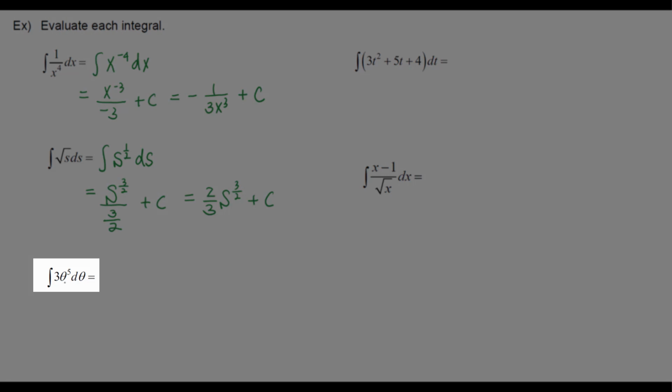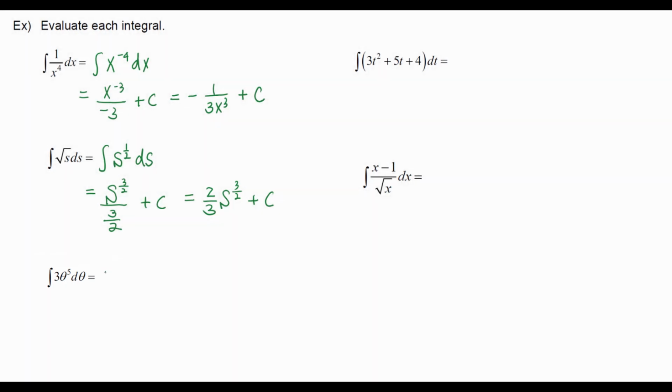Integral of 3 times theta to the 5th power d theta. This is a constant times a function. So I'm going to pull my constant multiple 3 out of my integral. And I have theta to the 5th power d theta, which is equal to 3 times the integral of theta to the 5th power d theta. So I'm going to gain 1 power, which is theta to the 6th power, divided by that power 6, plus the constant of integration c. But 3 and 6 cancel. So my final answer will be theta to the 6th power over 2 plus c.